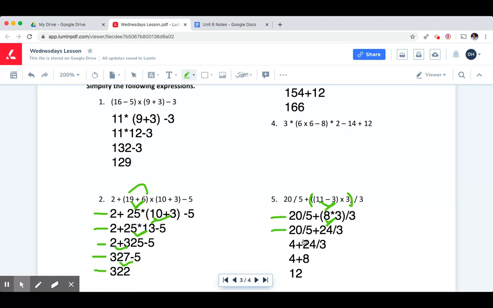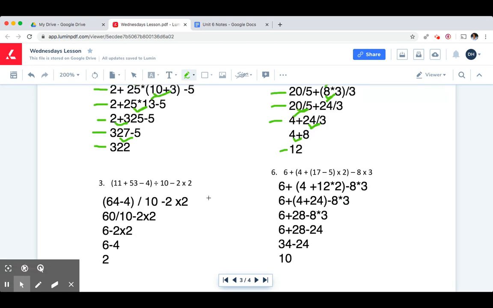Now I have no more parentheses and I have division and addition. I'll solve the first set of division first because division is more powerful than addition. 20 divided by 5 is 4. In my next step, 24 divided by 3 is 8. And last, 4 plus 8 equals 12.